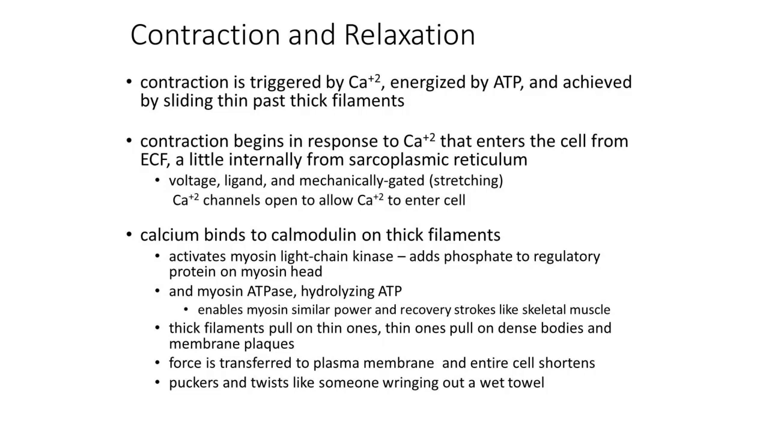The calcium binds to calmodulin on the thick filaments, and therefore there is an activation of the myosin light chain kinase, which adds phosphate to a regulatory protein on the myosin head. Right? Then we have the myosin ATPase hydrolyzing ATP. This enables the myosin's similar power and recovery strokes that we see in the skeletal muscle. So here we're seeing how these thick and thin filaments pull by one another and cause contraction.